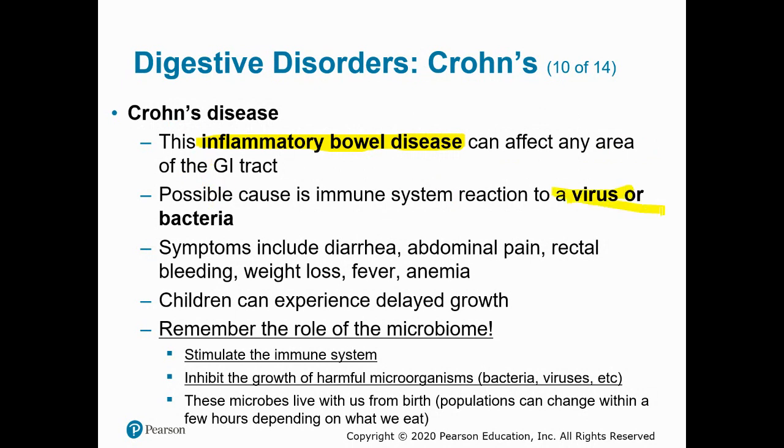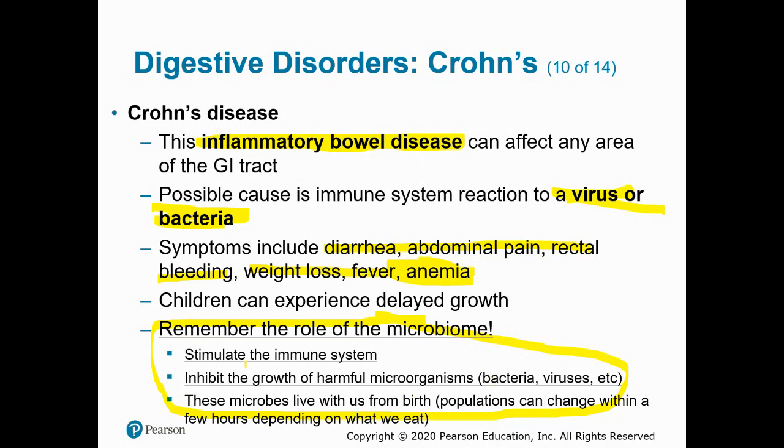Maybe there's also a reaction to a virus or a bacteria, but again, in a healthy body, we should be able to pass that virus or bacteria out, you know, at least within a few weeks, if not within a few days. So with ongoing Crohn's disease, oftentimes you might consider the health of the gut and the healthfulness of what you're eating. So symptoms of Crohn's include diarrhea, abdominal pain, potentially rectal bleeding, could be weight loss, fever, and even anemia, which can be caused by a number of different nutrient deficiencies.